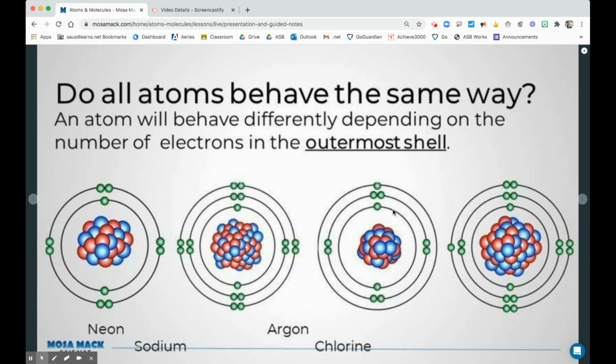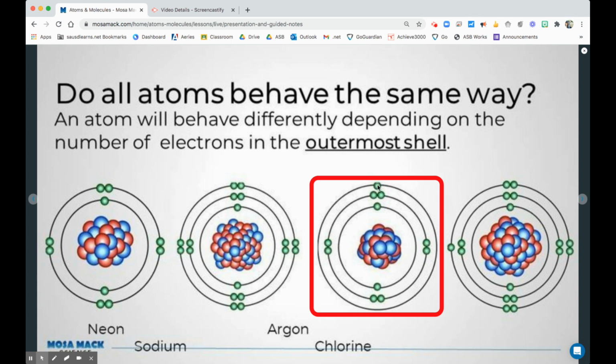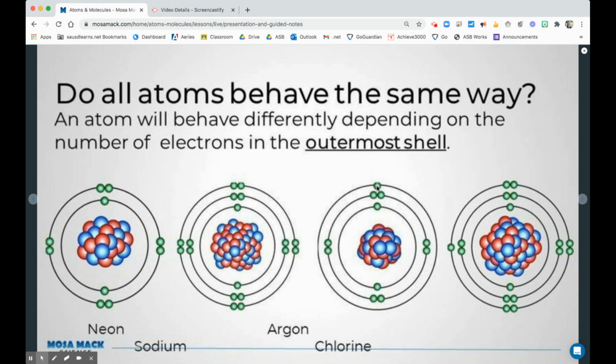But here we have sodium. We're only counting the outermost shell, so 1, nothing, so only 1. And here we have chlorine. 1, 2, 3, 4, 5, 6, 7. So sodium only has 1 on the outermost shell, and chlorine only has 7. So what does that mean? But before we take a look at that, I want you to pause and answer number 9. Do all atoms behave the same way?